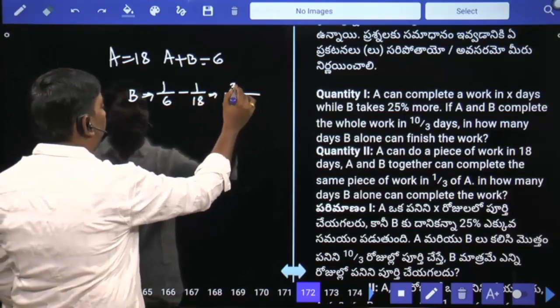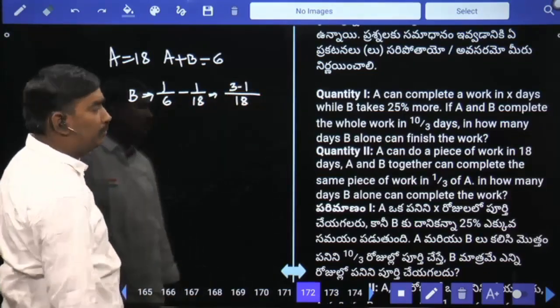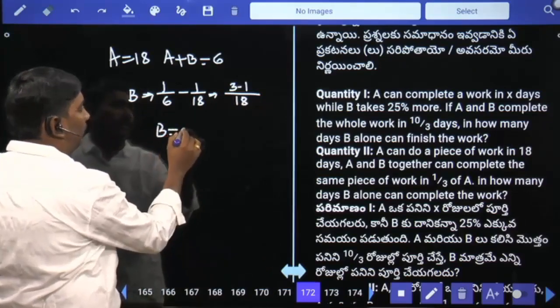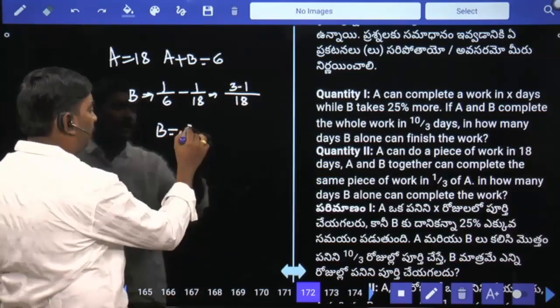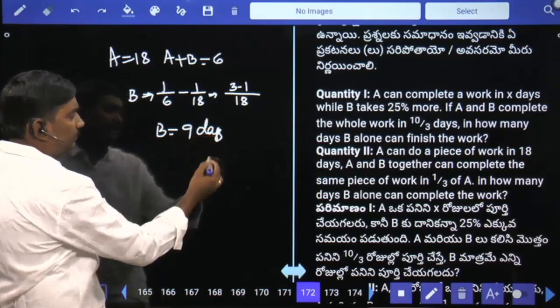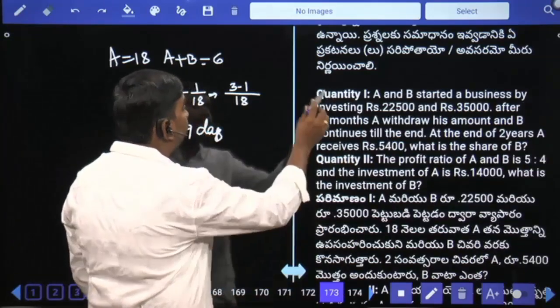LCM 18. 2 by 18 is nothing but 1 by 9. So B alone can do the work in 9 days. Quantity 1 is less than quantity 2.